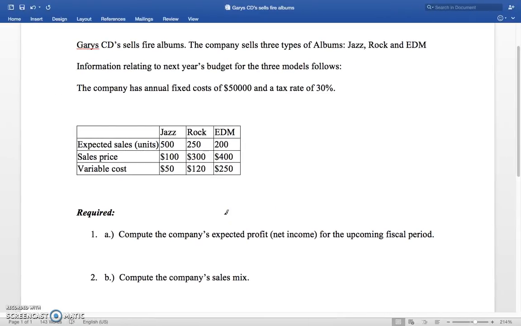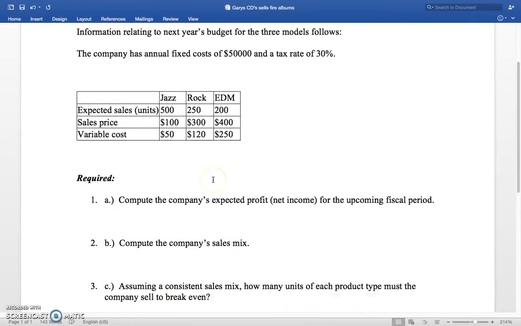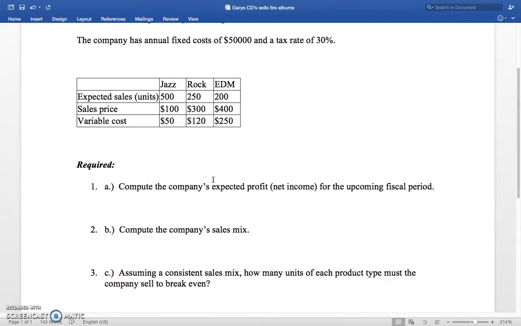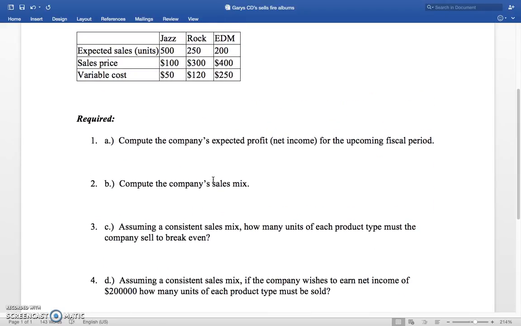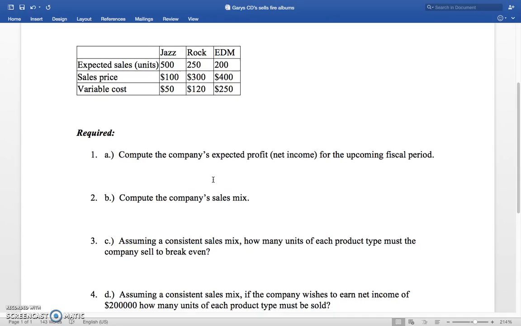Okay, so the first two are done. Moving on to the third one, which is: assuming a consistent sales mix, how many units of each product type must the company sell to break even? All right, this is where the question gets tricky. What you need to remember in this part of the question is that you're taking the sales mix for the entire business, not just individual products.